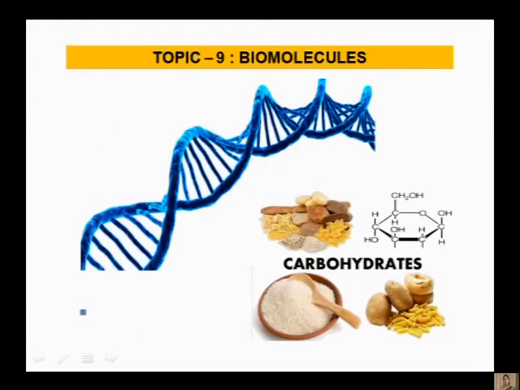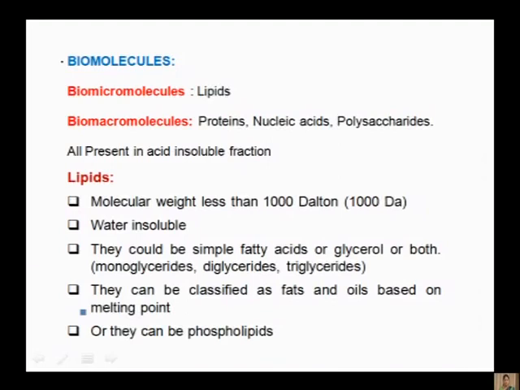Moving on to the next topic, biomolecules. Biomolecules are classified into biomicromolecules and biomacromolecules depending on their size. Under biomicromolecules we have lipids, and biomacromolecules are all the polymers referred to as proteins, nucleic acids and polysaccharides. All these components are present in the acid insoluble fraction when the chemicals of a tissue are separated. Details of lipids.